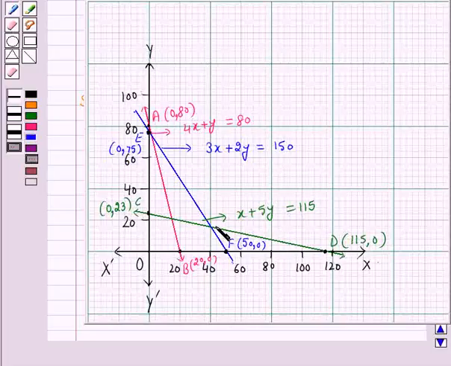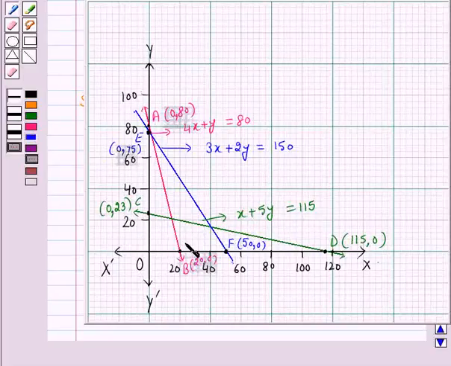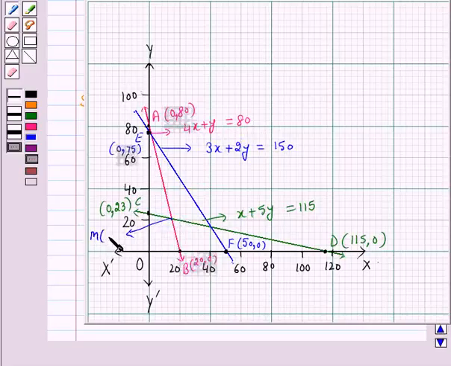Also, x greater than or equal to 0 and y greater than or equal to 0 implies that the graph lies in the first quadrant only. Now, let us take the point of intersection of the line x plus 5y is equal to 115 and 4x plus y is equal to 80 as the point M. Clearly, the coordinates of M are (15, 20). Again, let us take the point of intersection of the line CD and EF as the point N.